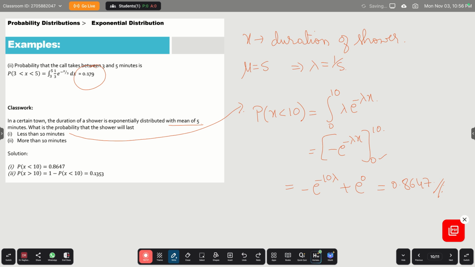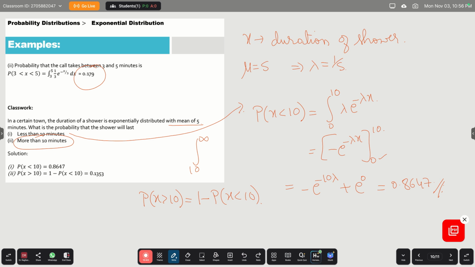And the second question is more than 10 minutes. Of course, you can integrate from 10 to infinity if you want. That will give you the probability of more than 10 minutes, or you can use the concept of complement. Less than 10 minutes, complement is more than 10 minutes. So the probability that x is more than 10 is 1 minus the probability of x less than 10 minutes.